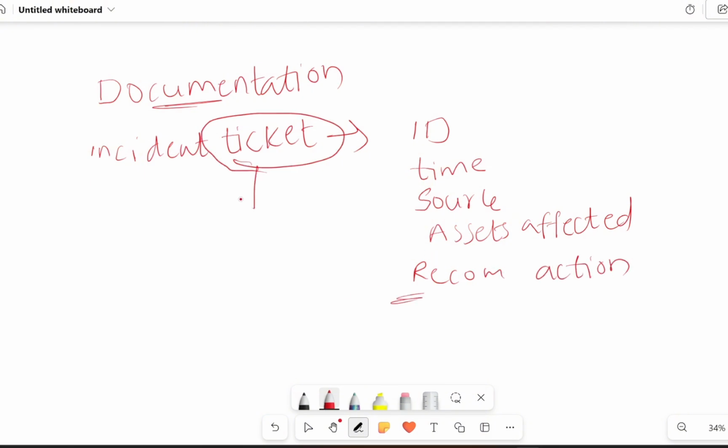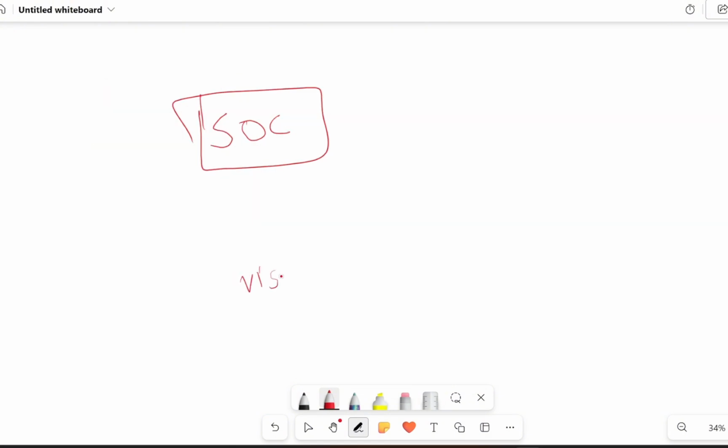Notice something interesting. This ticket isn't written for me. It's written for everyone else. IT operations, help desk, security engineering, management. The SOC is translating technical evidence into decisions.